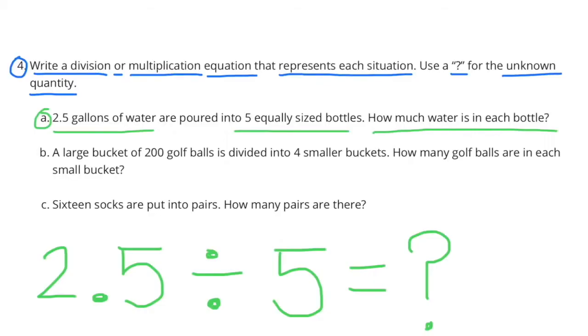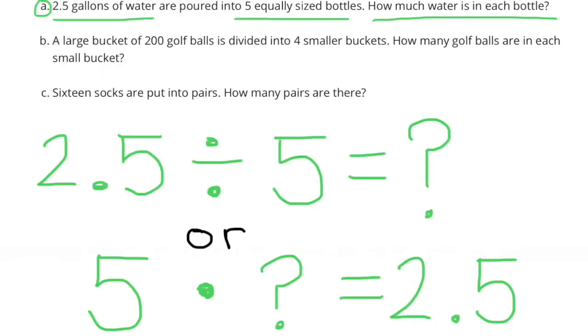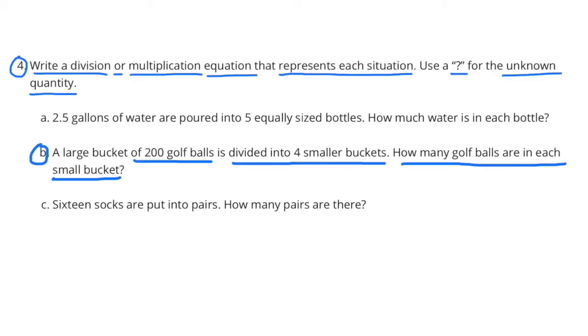A. 2 5/10 gallons of water are poured into 5 equally sized bottles. How much water is in each bottle? 2 5/10 divided by 5 equals what number? Or 5 times what number equals 2 5/10? B. A large bucket of 200 golf balls is divided into 4 smaller buckets. How many golf balls are in each small bucket?